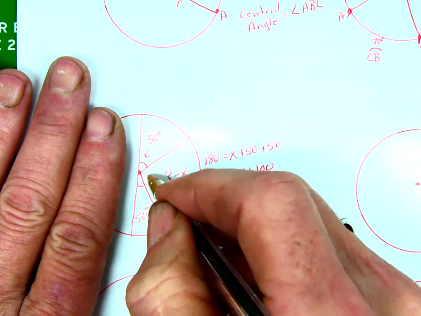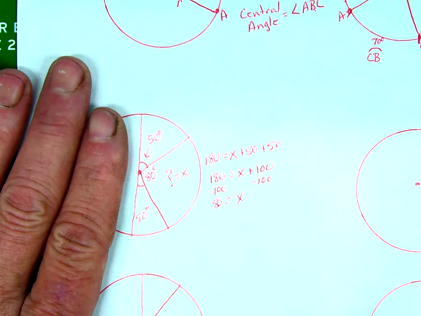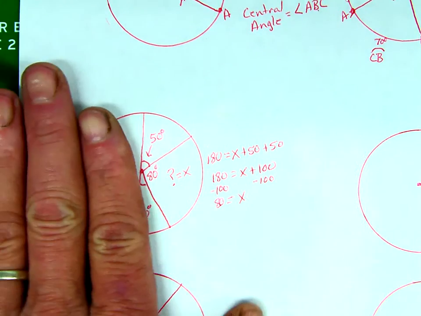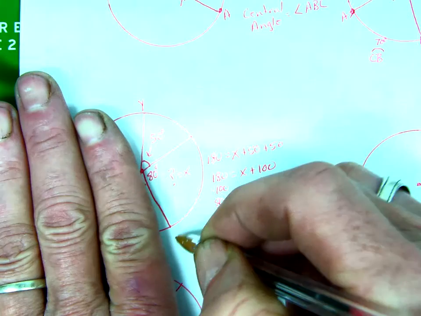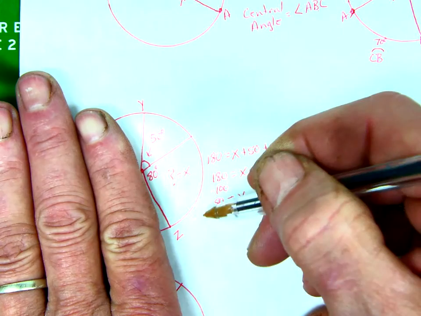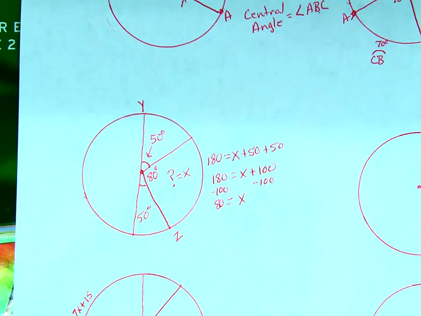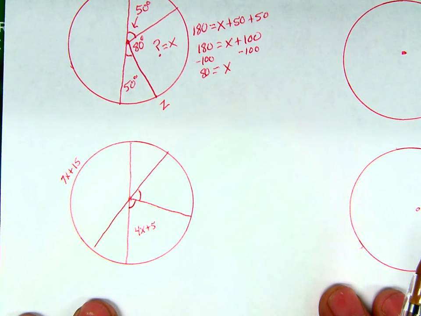What is the measure of this angle? 80 degrees. What's the measure of this arc? 80 degrees. What if I had to find the distance from Y to Z? 50 plus 80, 130 degrees. They're not super difficult, but you do have to think about them so that you can carry out the geometry part, that is logical order, logical sequencing.